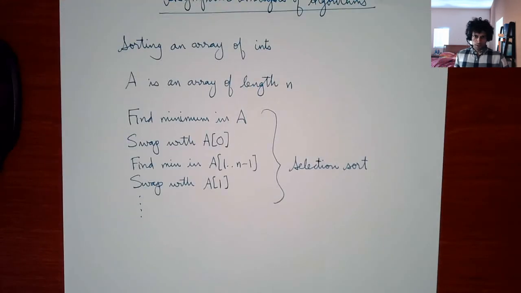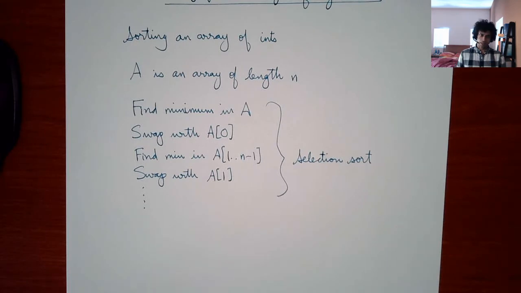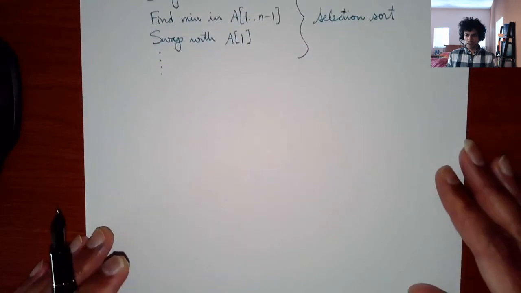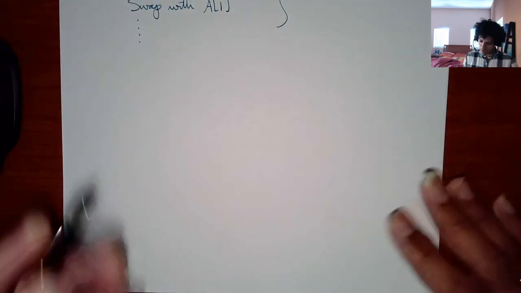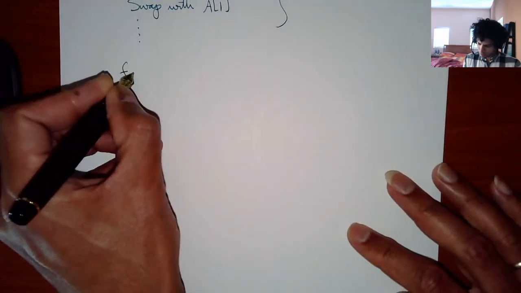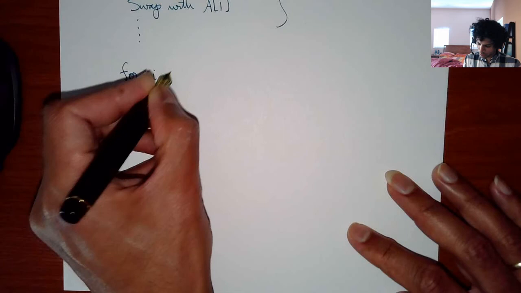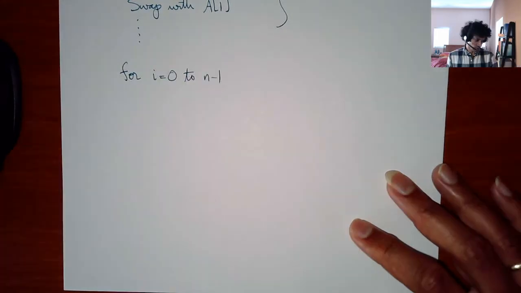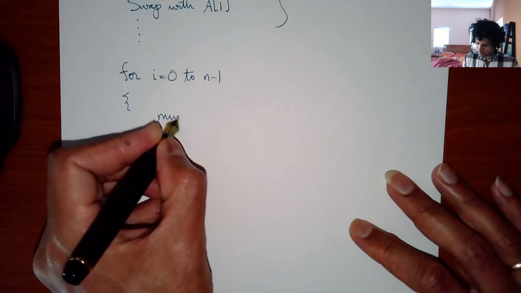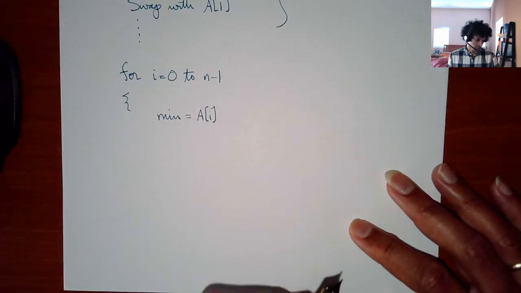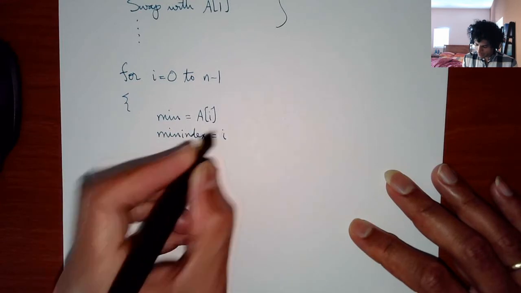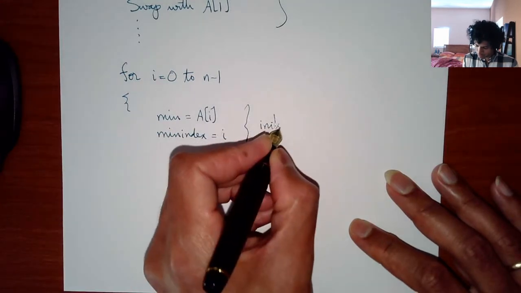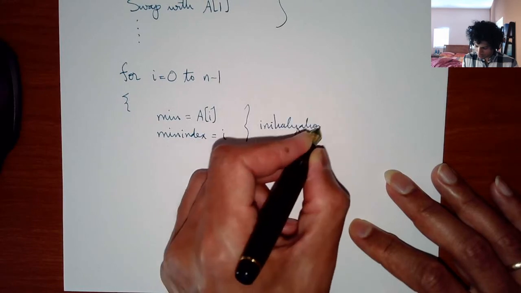Okay, so this is a very simple algorithm. Let me actually write out the code for this algorithm just so that we have it in place. And again, I'm going to be somewhat careless with the specific syntax. So I'm just going to say for i going from 0 to n minus 1. Remember, n was the length of the array. So I'll just say the min is A of i, and the min index is i. This is just initialization.